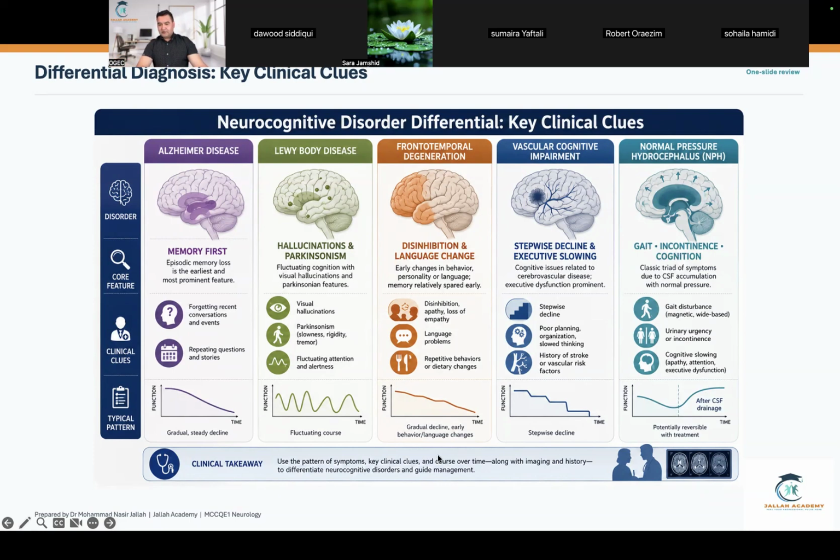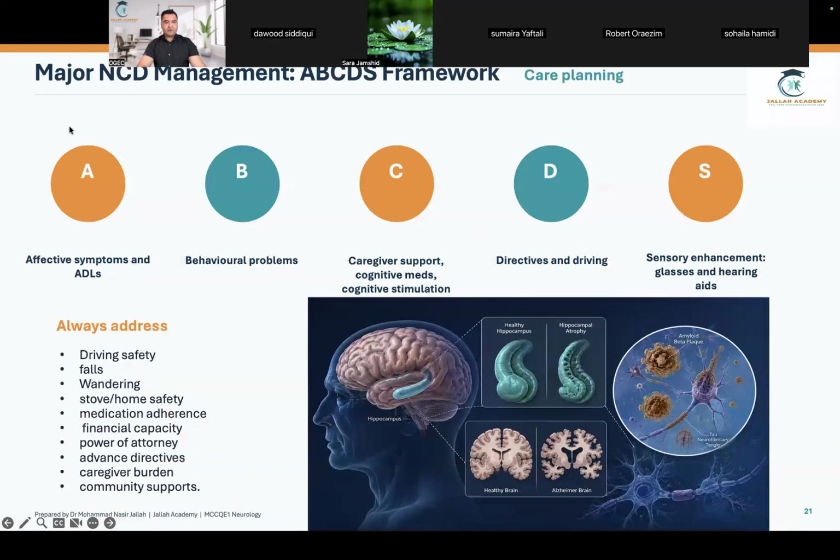And we have already talked about this. Now, major neurocognitive disorder management, ABCDS framework. So A is affective symptoms and activity of daily living. B for behavioral problem, caregiver support, cognitive medication, and cognitive stimulation. D for directives and driving.